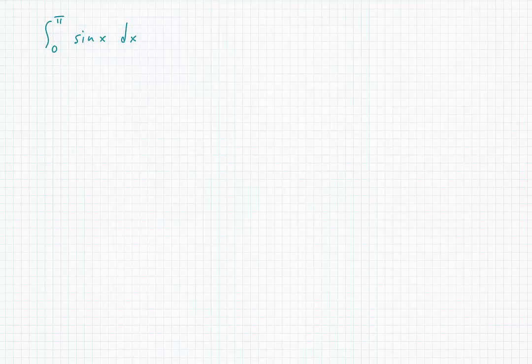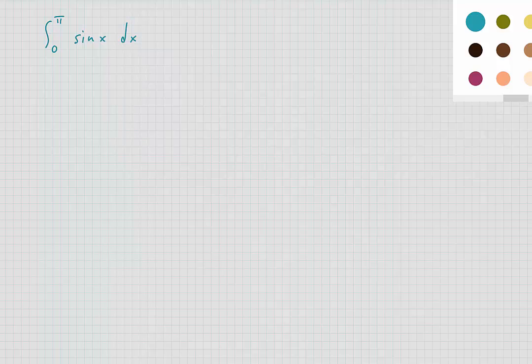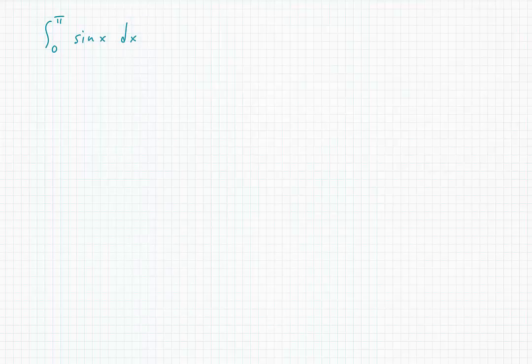Let's take a look at a trig example of the definite integral and using the fundamental theorem of calculus to evaluate that definite integral. Here we have the definite integral from 0 to pi of sine of x dx. As with our previous problems, we are going to begin with the antiderivative of sine, and that is negative cosine. We're going to evaluate that from 0 to pi.